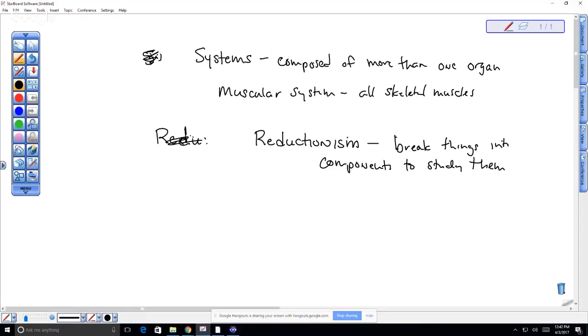So that's why your textbook, oftentimes in a human A&P course, has a whole chapter on the muscular system, and a whole chapter on the cardiovascular system, and a whole chapter on the nervous system, right? The idea here, however, is that there are some properties that only arise when the components come back together. So the problem with this is that systems interact, right? To create the whole organism.